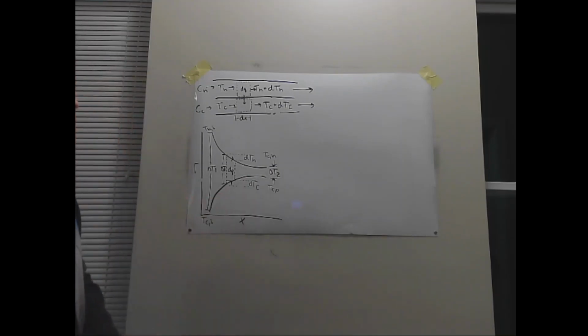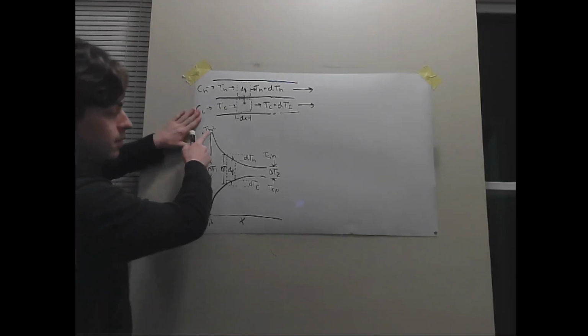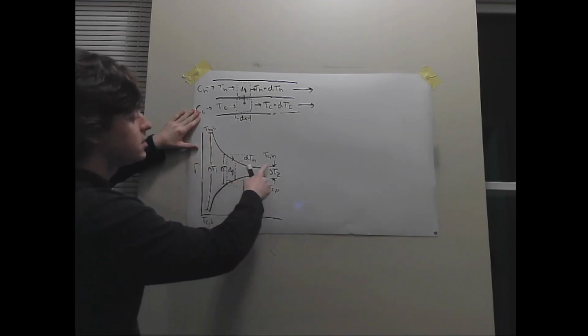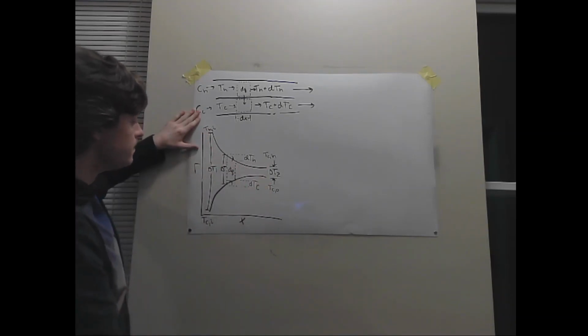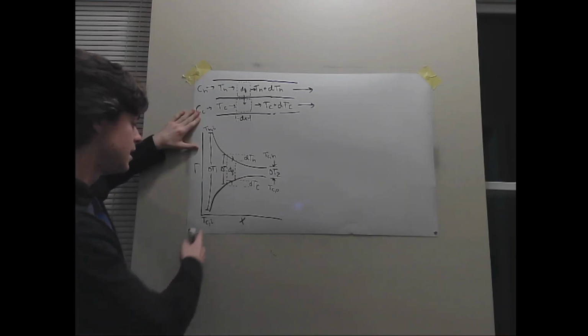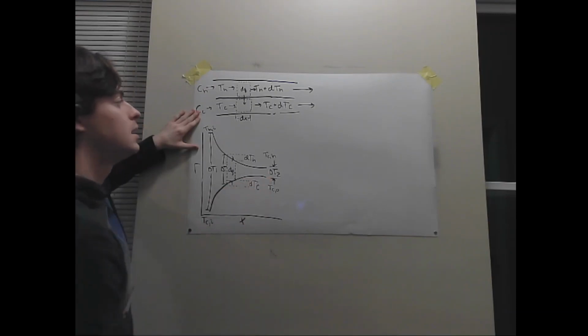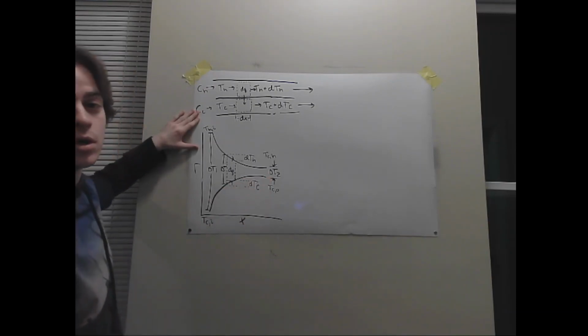And so here I've graphed out what the temperature profile looks like. So for the hot stream, which is the top curve, it starts hot, and as it passes through the heat exchanger, it's going to cool down. And then the opposite happens with the cold stream. So it's going to start cold and warm up as it passes down the heat exchanger.